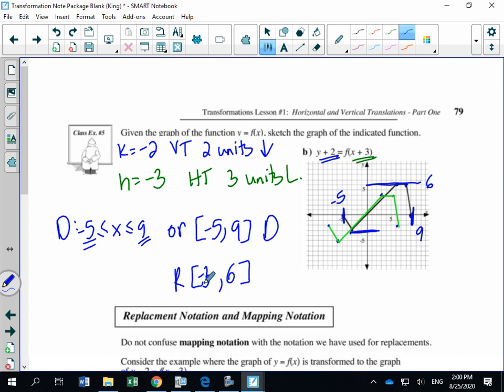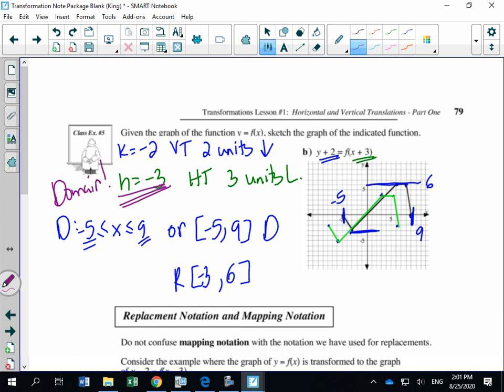Now what you need to be able to do, and on a test, I won't even give you this picture, is this: if I said this was the domain and range of your original graph, what's the domain and range of your new graph that's been transformed 2 units down and 3 units left? What you need to remember is that your H value affects your domain.